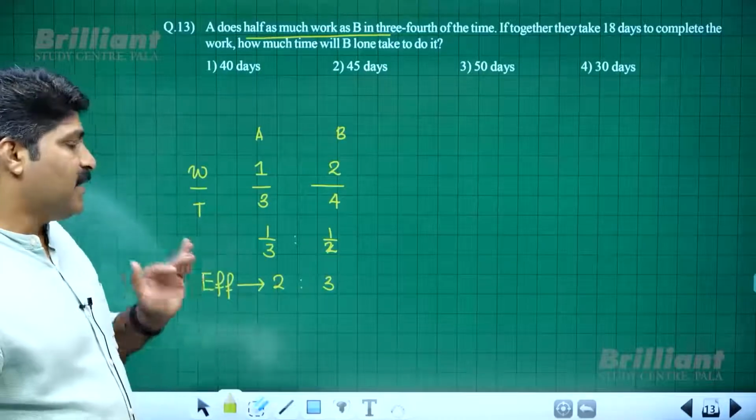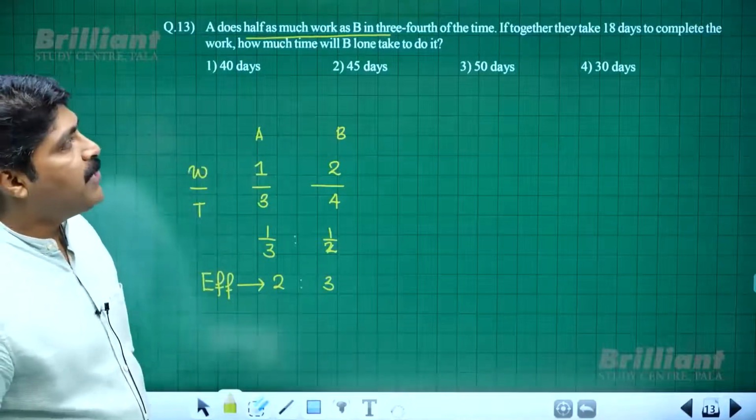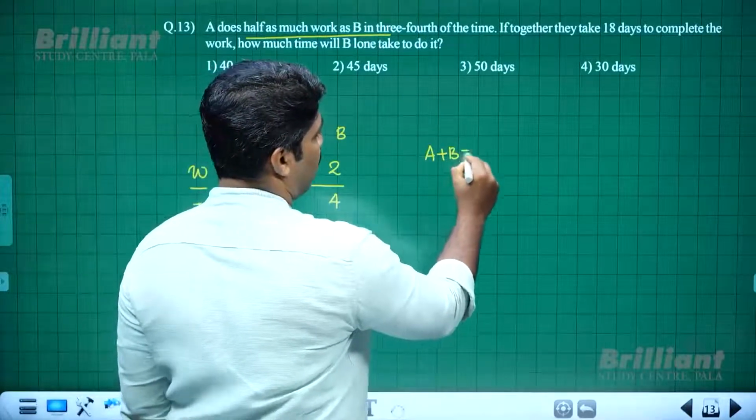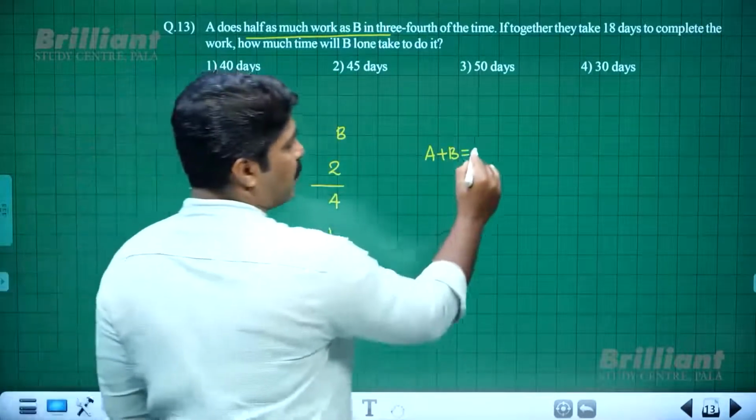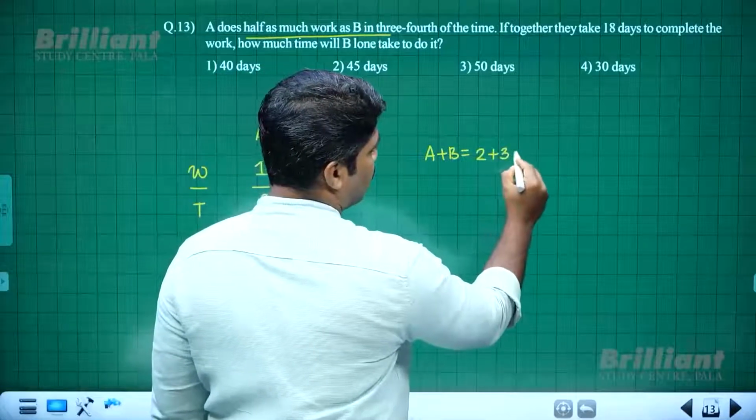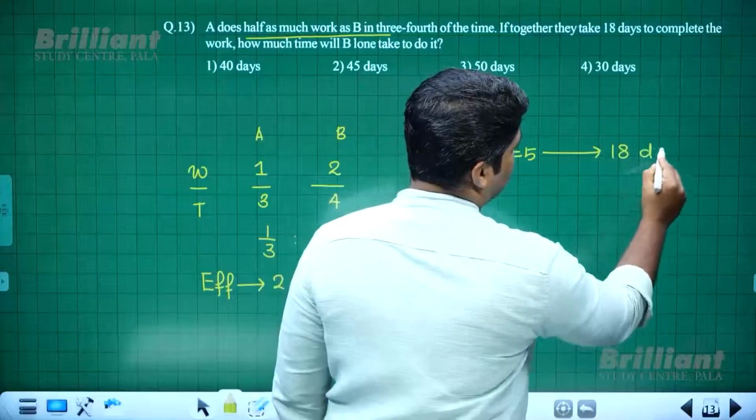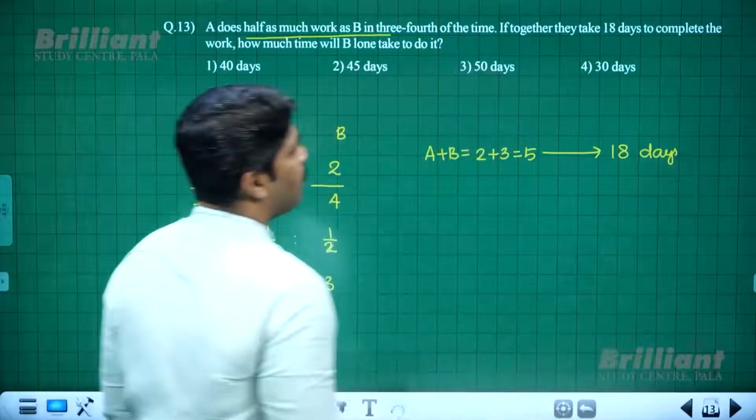This way we can easily catch it. Then it is given that A and B together can take... So here, what is A and B? Their efficiencies we have to add up together, that is 2 plus 3, which is equal to 5. And this combined group required 18 days to finish the work.